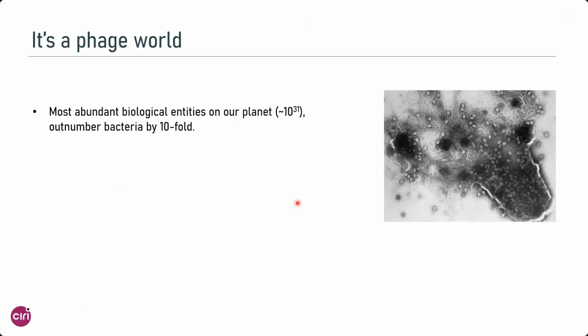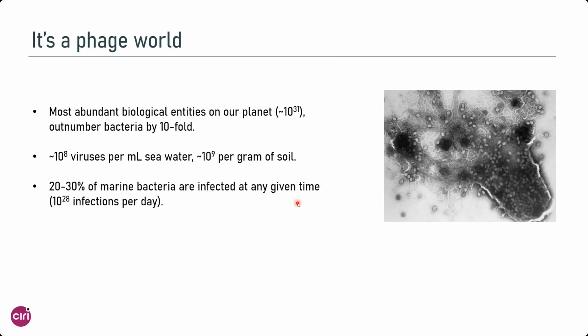Phages have a major impact on pretty much any environment. They're considered to be the most abundant biological particles on our planet, at least as abundant as bacteria on Earth. If you take a milliliter of seawater, you'll find 100 million phages in it. It goes up to 1 billion phages if you take a gram of soil. To highlight their importance, they lyse almost a third of marine bacteria every day. They also participate in a huge turnover of organic matter in pretty much any environment.